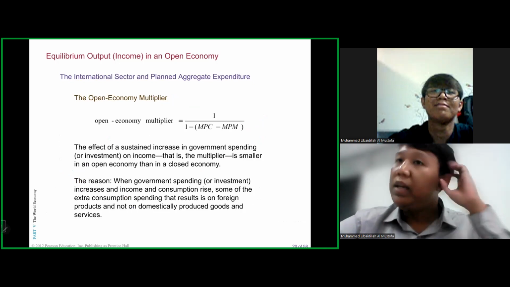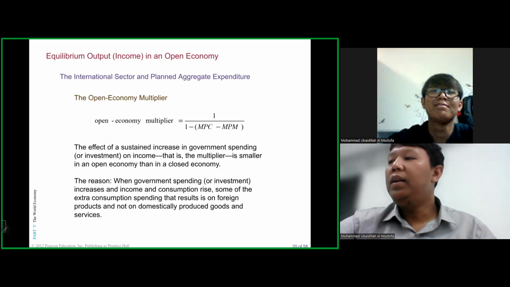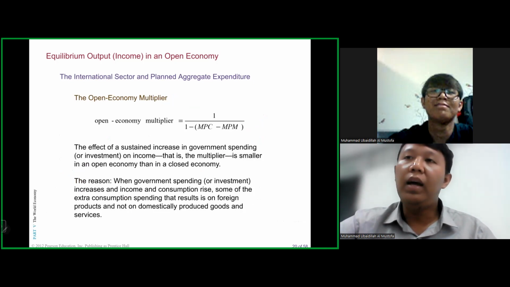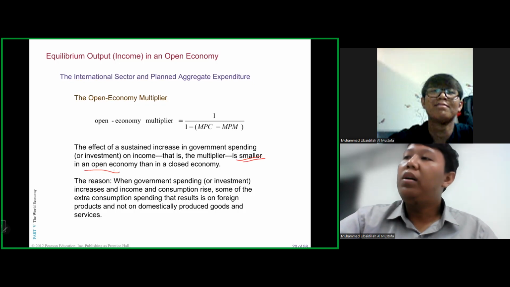All right, so we have here the open economy multiplier. Yeah, so we can know the effect of an increase in government spending, or an increase in investment, on the national income. And it says here that the effect of this multiplier is smaller in an open economy than in a closed economy.